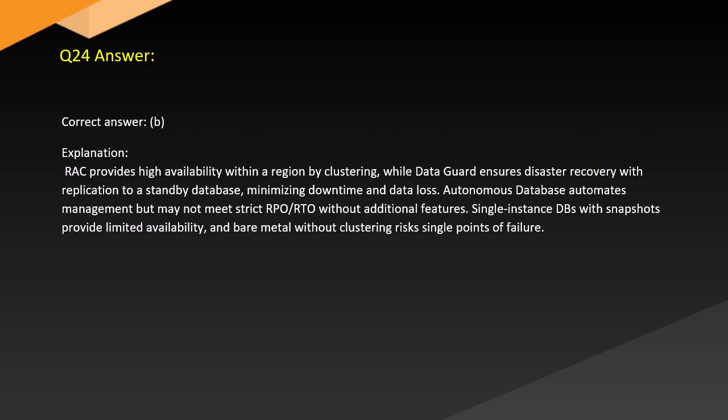Answer. Correct answer: B. Explanation. RAC provides high availability within a region by clustering, while Data Guard ensures disaster recovery with replication to a standby database, minimizing downtime and data loss. Autonomous database automates management but may not meet strict RPO without additional features. Single instance DB systems with snapshots provide limited availability, and bare metal without clustering risks a single point of failure.